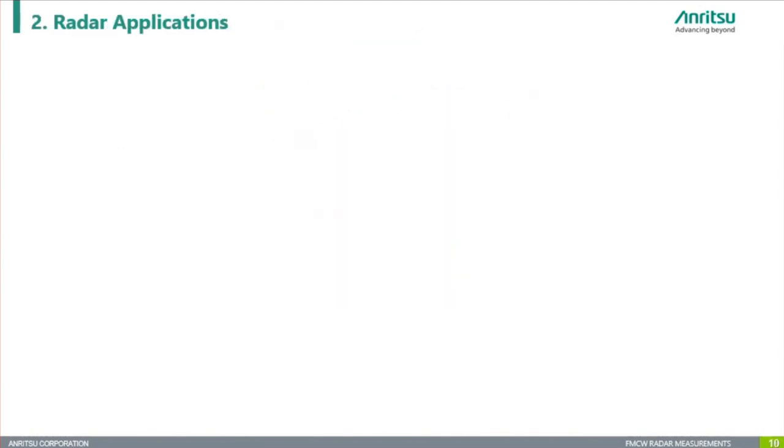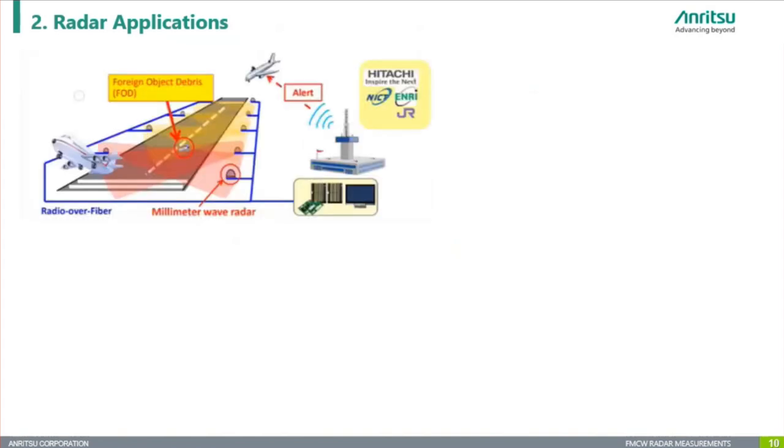Next, we will talk about radar applications. The frequency modulated continuous wave radar is gaining widespread adoption across various sectors due to its high resolution, low power consumption, and reliable performance in all weather conditions. For example, in foreign object debris detection at airports operating in the 76 to 77 GHz band, FMCW radar is ideal for detecting small objects on the runway. Its high resolution and safe operation make it suitable for continuous monitoring in diverse weather conditions.